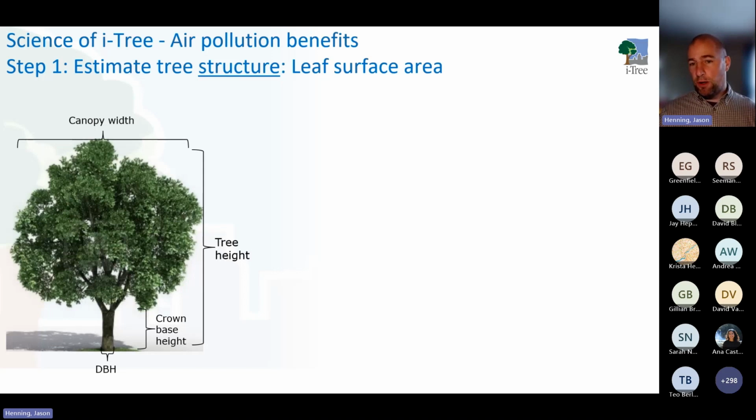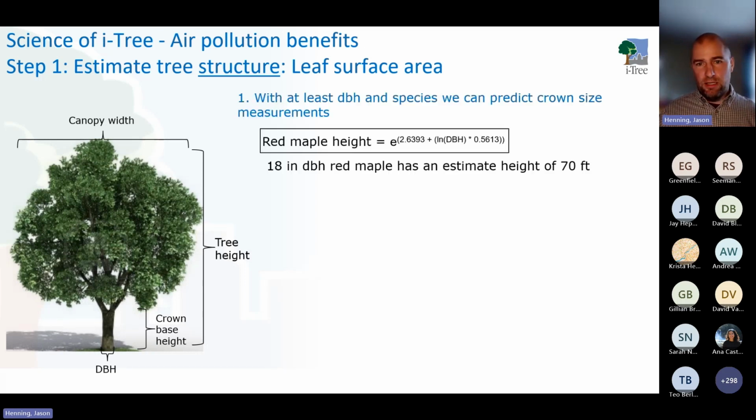I'm just going to focus on one benefit, the air pollution benefit. How does iTree actually estimate how much air pollution a tree is taking out of the atmosphere, and how does it put a monetary value on that? So again, we go back to our individual tree measurements. If you measure things like the tree's DBH and species and those crown parameters, this is all getting at that tree structure. For the purpose of air pollution, the thing that really drives that benefit is leaf surface area. That's what we're trying to estimate.